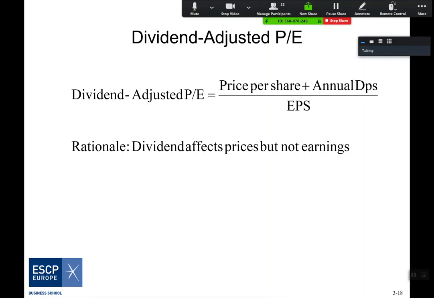equity method. When dividends are paid out, then of course you reduce cash in the target company, and you receive it as a shareholder. So in other words, the price per share of the company should go down, and so we need to add it back to make dividend paying and non-dividend paying companies comparable to each other.